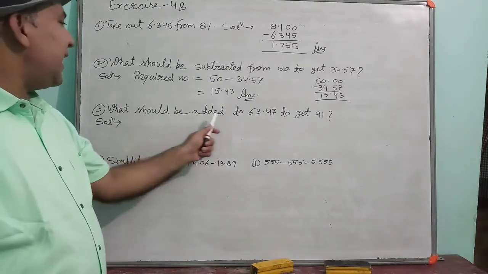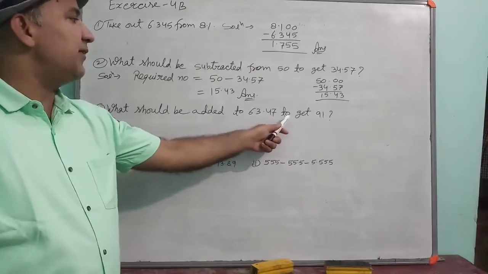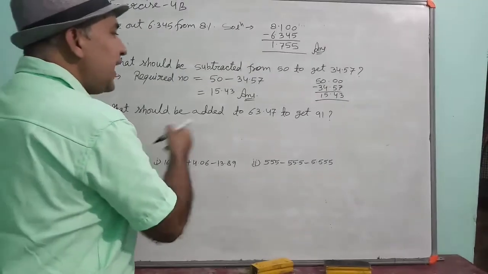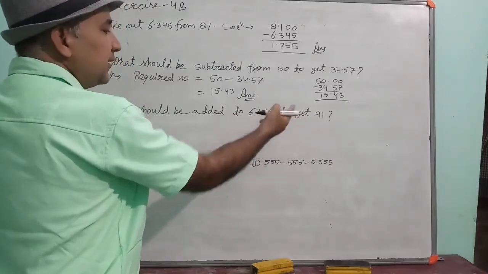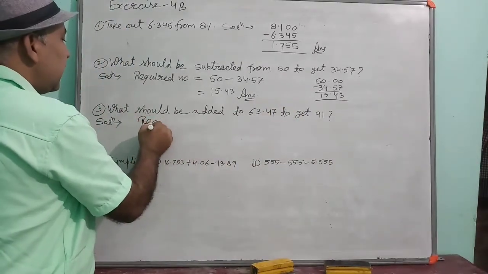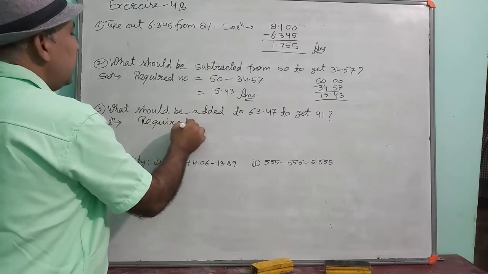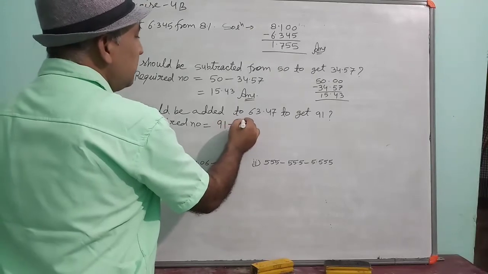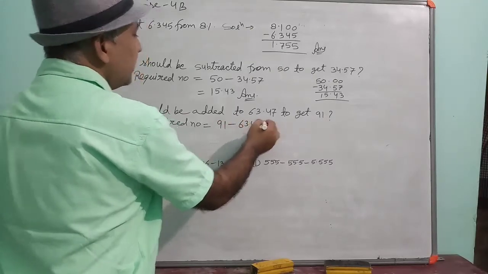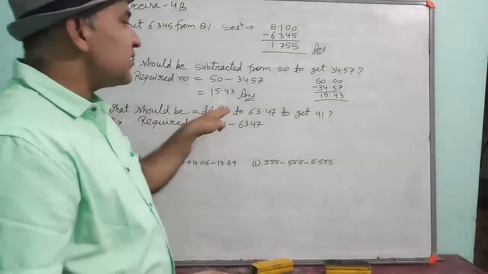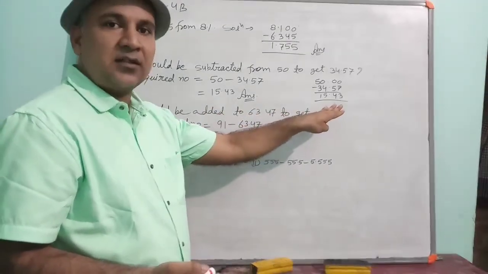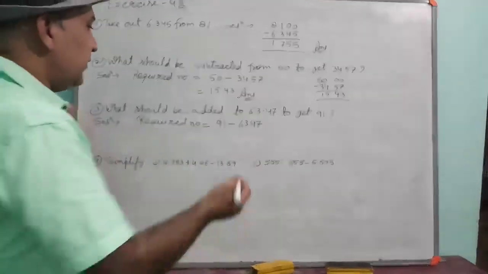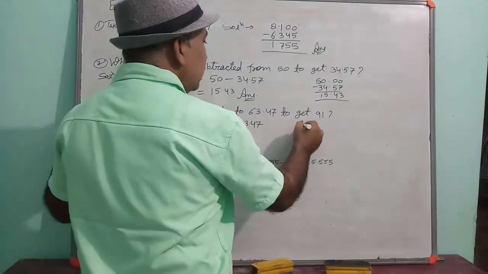What should be added to 63.47 to get 91? If this is the statement, what should be added to this to get that one? Then what will be the method? Again your statement will be required number is equal to second number minus first number. If you have to add something to get another number, then second number minus first number will be the method. Now subtract and get your answer.